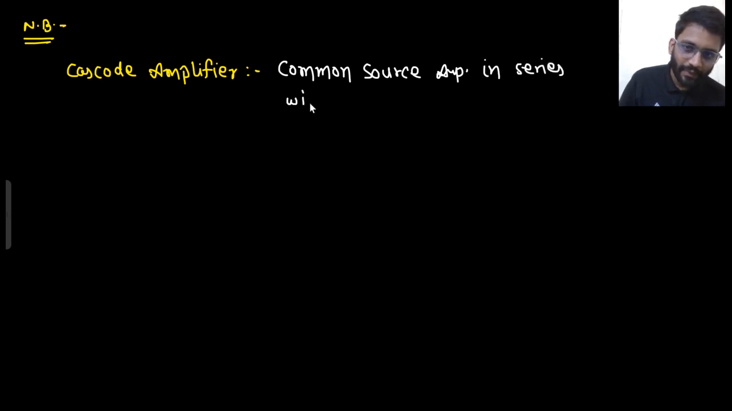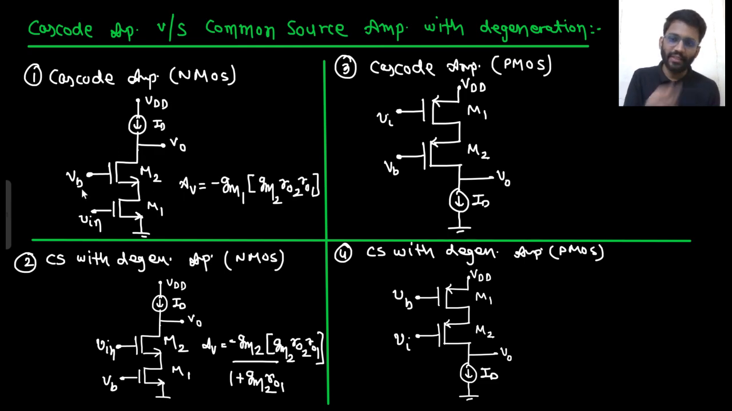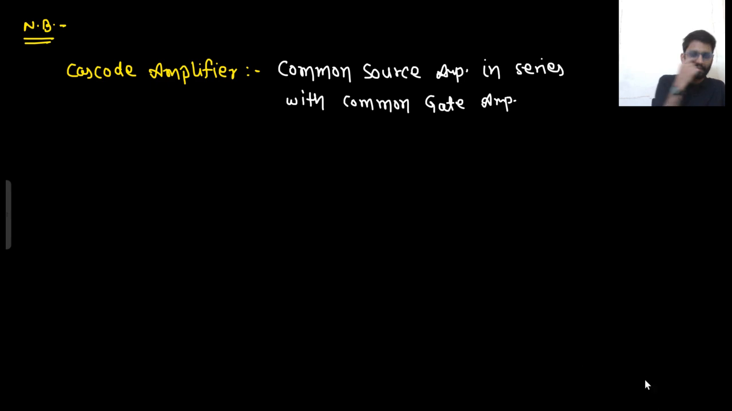common source amp in series with common gate amp. Say yes or no. This is your cascode. Common source in series with common gate. But the condition is common source should be either connected to the source. This is here, this is here. This is common source in series with common gate.